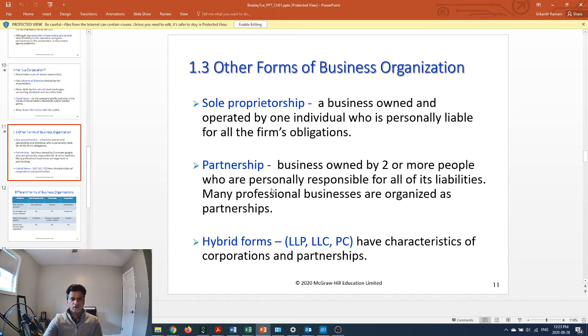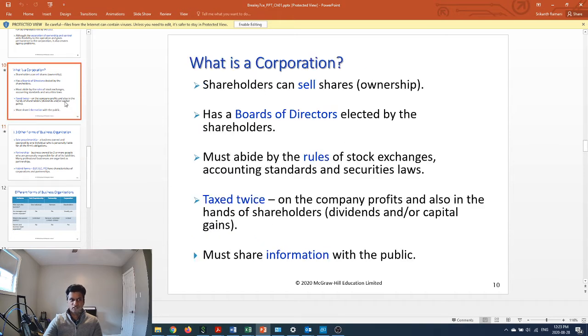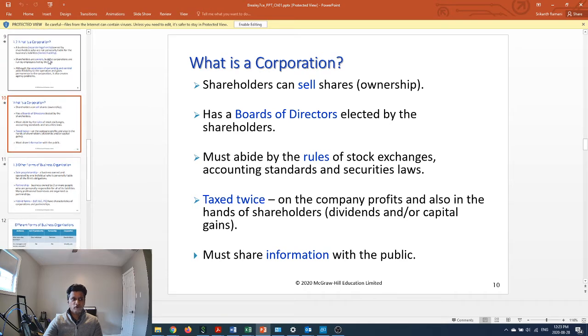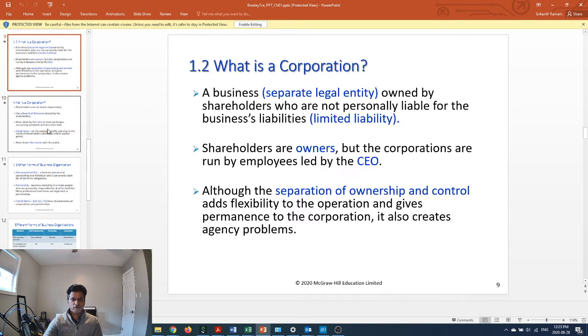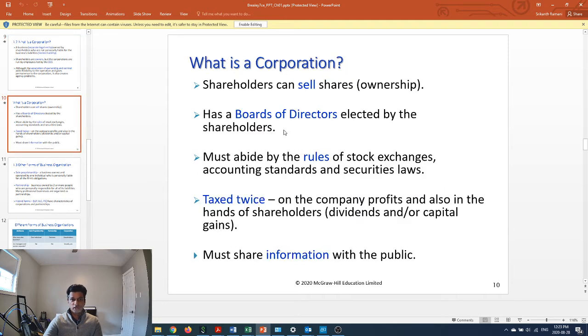Okay, so these are the three kinds of, in some sense, business organizations which are the most common. And for corporations, we talked about this separation of ownership and control, where the owners are shareholders, but the CEO is the one who controls the decisions. Also, because the CEO is making decisions, a corporation has something called the board of directors.